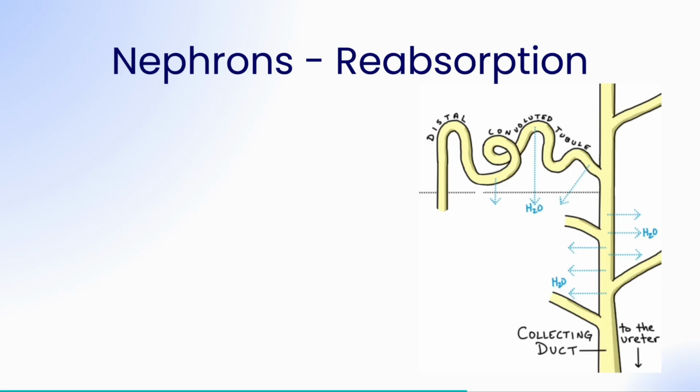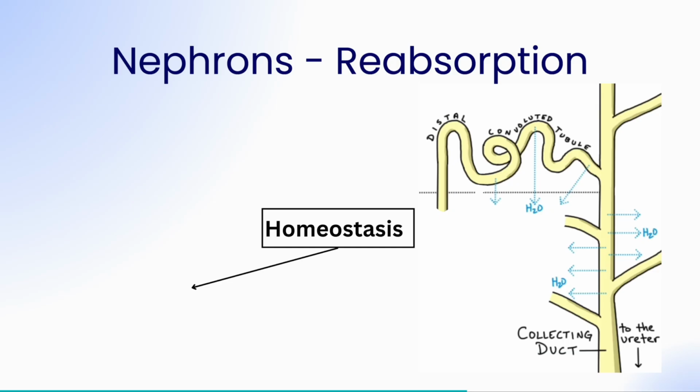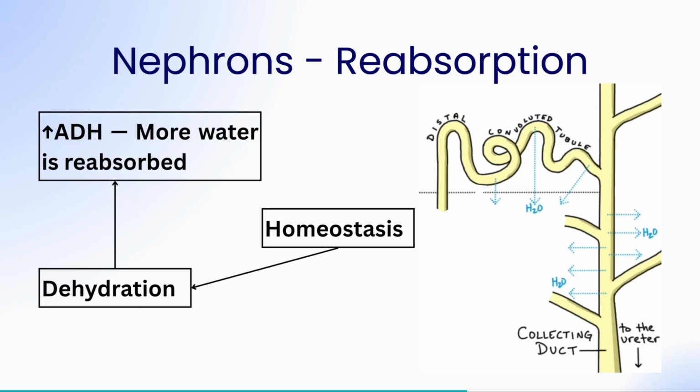What happens here allows for homeostasis. That's how our body wants to stay in its ideal state, right? It wants to have just the right amount of water. The hormone that allows for this is ADH, the antidiuretic hormone. The reason we need ADH is that we want to prevent dehydration. If, for example, our body is dehydrated, we want to reabsorb as much of the water from the urine as possible. That leads to increased ADH in our bloodstream.